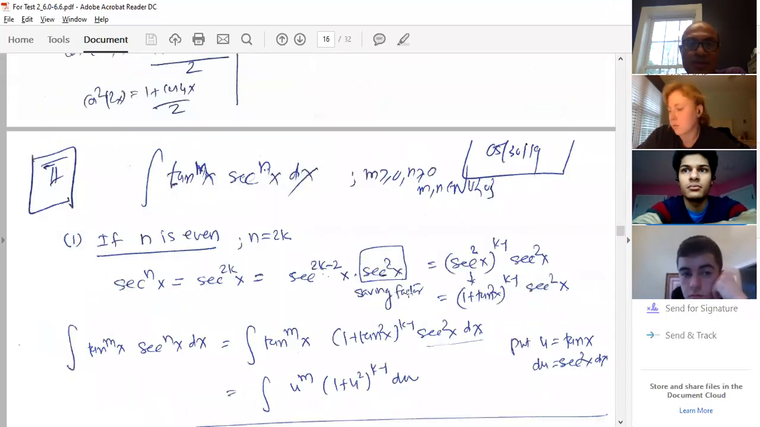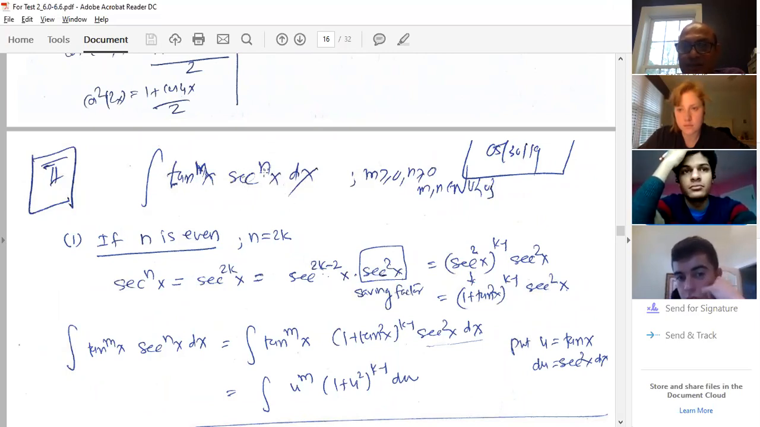Anyway, guys, so we solved this one, and today we are going to start the second part. The second part is nothing but tangent to the power m x and secant to the power n x. Tangent m and secant n, where m is greater than or equal to 0 and n is greater than or equal to 0. M or n could be equal to 0 too. So in that case, we will only have secant to the power n x or tangent to the power m x, if the other part is 0. It's just 1. Right? Good.